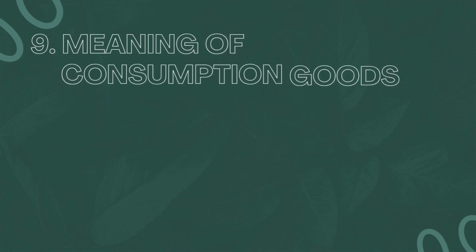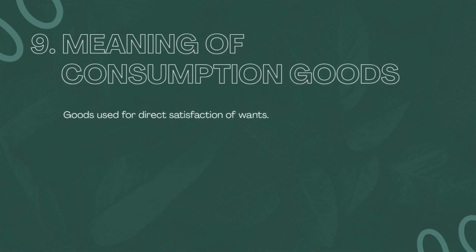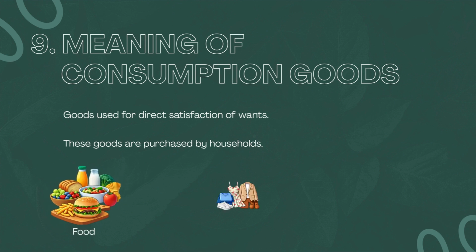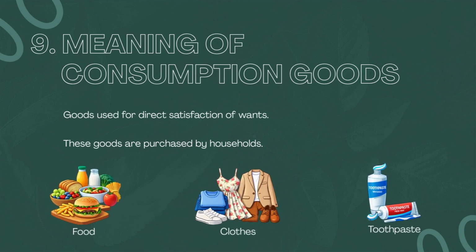Ninth, meaning of consumption goods. It refers to goods used for direct satisfaction of wants. These goods are purchased by households. For example, food, clothes, toothpaste.